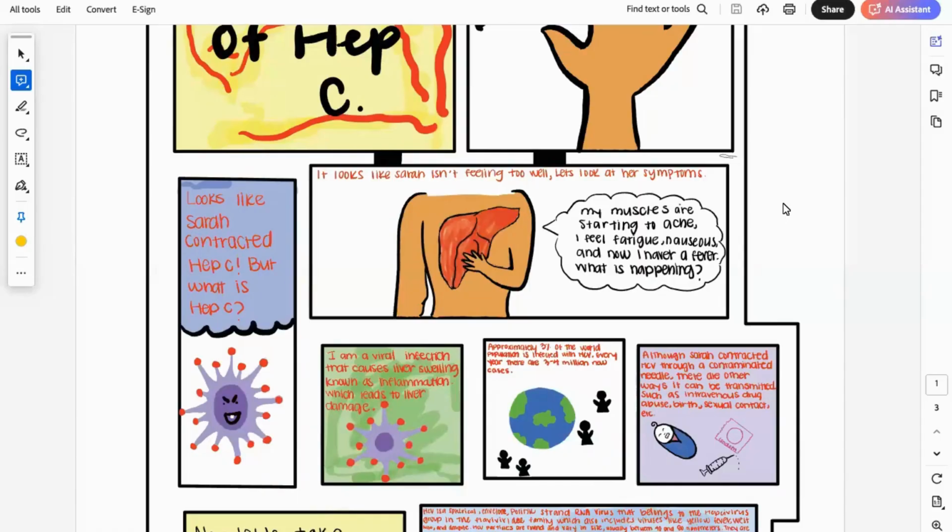I am a viral infection that causes liver swelling known as inflammation, which leads to liver damage. Approximately 3% of the world population is infected with HCV. Every year, there are 3 to 4 million new cases. Although Sarah contracted HCV through a contaminated needle, there are other ways it can be transmitted, such as intravenous drug abuse, birth control, sexual contact, etc.